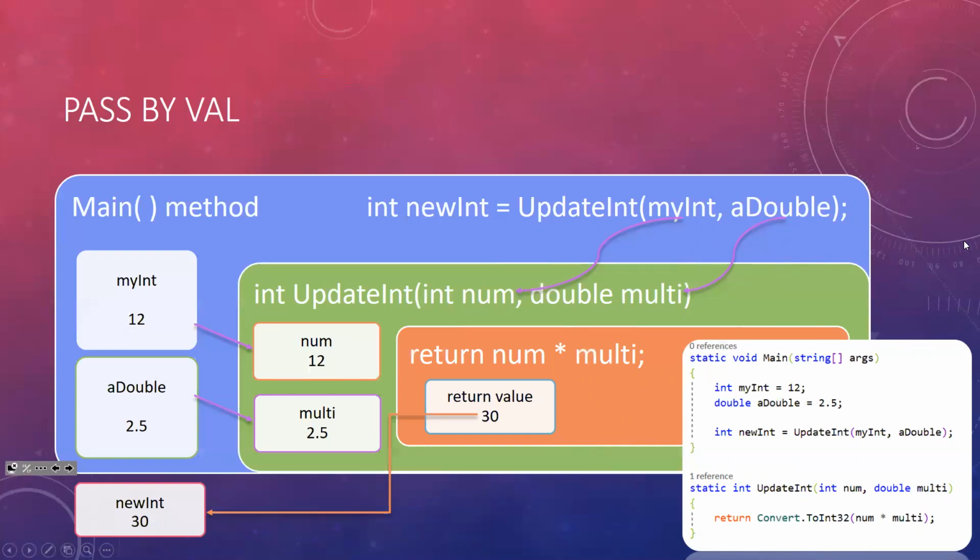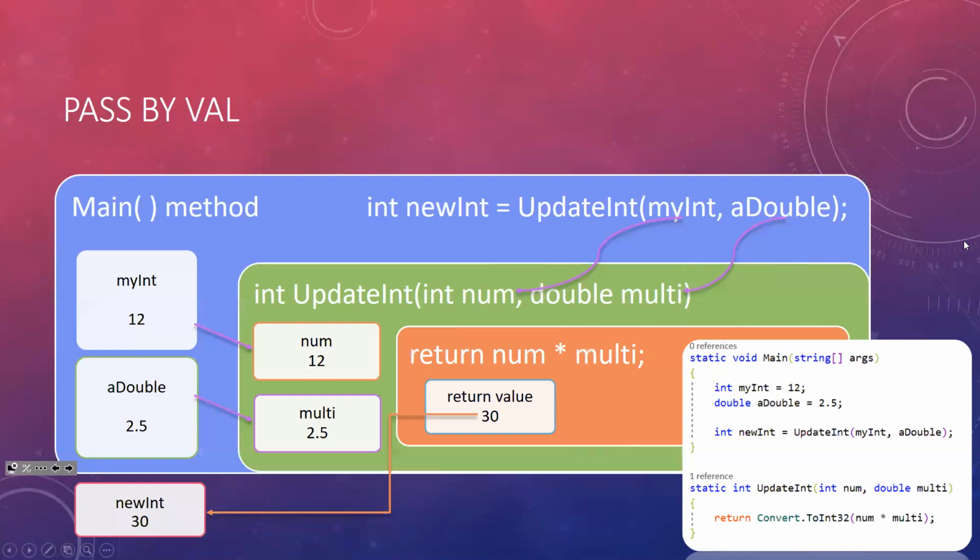Now, whenever we do anything within this method, num and multi are never affected. Right, in this code they wouldn't be because we didn't affect them. But even if we tried to change their values, when we got back to our main method, our values would be unchanged.